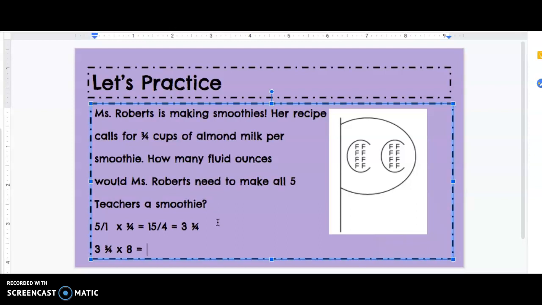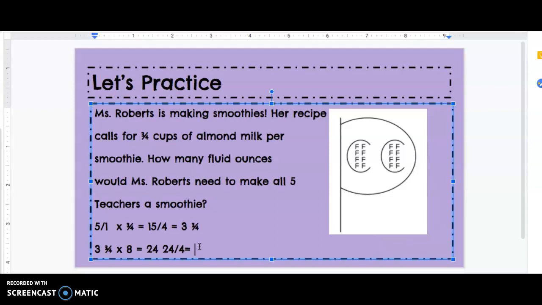So I'm going to multiply my wholes first. 3 times 8 is the first thing I'm going to multiply. I know that 3 times 8 is 24. So she's going to need 24 there. Next, I'm going to multiply 8 by my fraction 3/4. Your denominator is not going to change. You're just going to multiply the numerator. 3 times 8 again, which is 24. So I have 24 and 24/4.